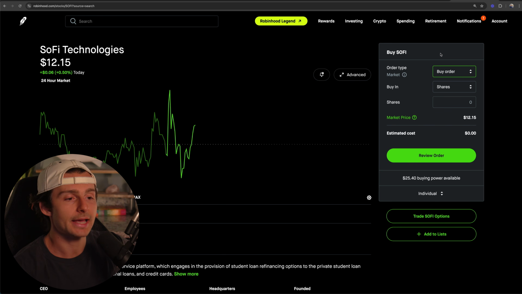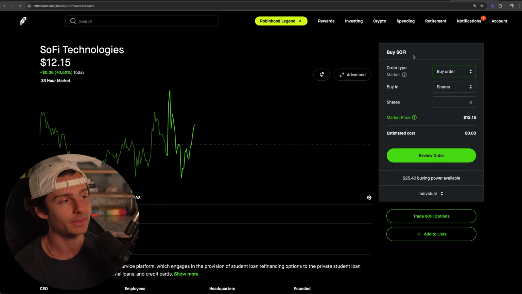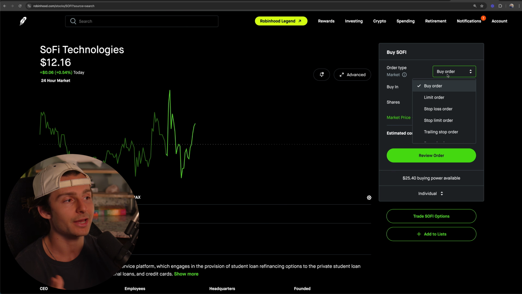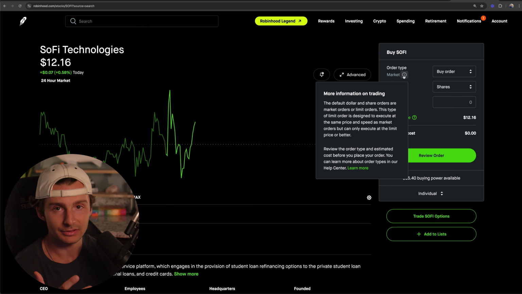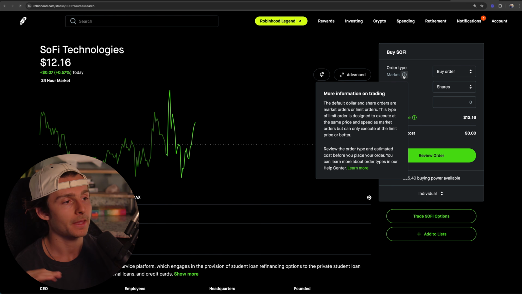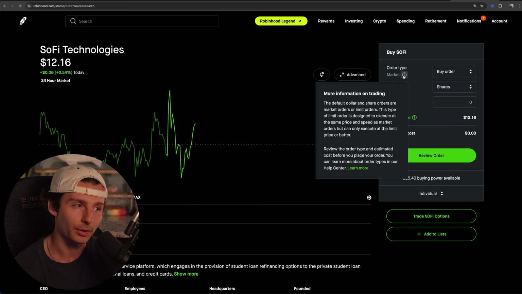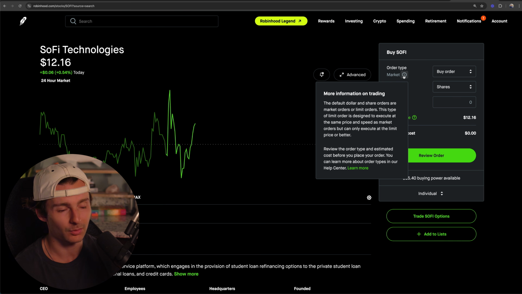All right, so here we are inside of the Robinhood platform, and what I'm looking at right now is SoFi, and it's defaulting on the right-hand side to a buy order. Now, if you click on this little information button, here's what they say. They claim that the default dollar and share orders, which is what we're sitting at right now, a buy order, just default, are market orders or limit orders. Kind of weird, market or limit. Why can't it just be pick one, right?